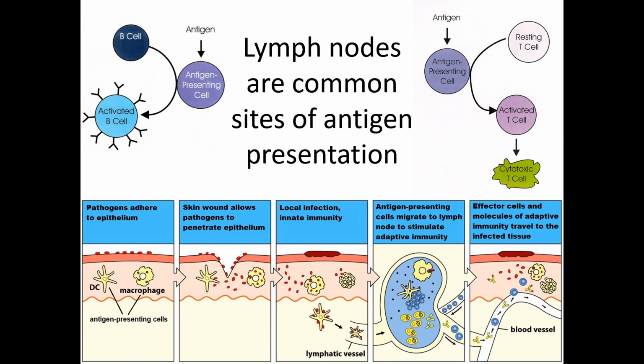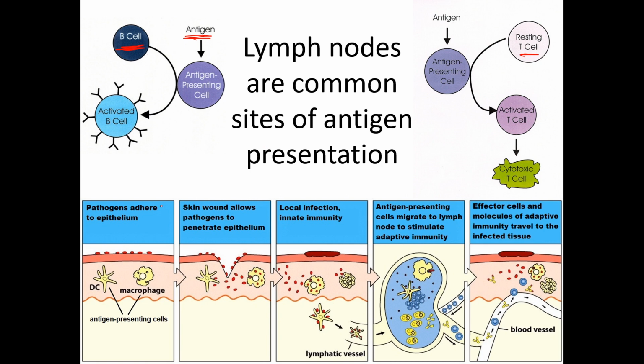But for now, lymph nodes, these lounges, are sites that are common where an antigen-presenting cell is going to show this antigen it captured, this trophy, to other types of cells, B cells and T cells, we'll talk about in the next topic. And that will activate them to help now join in the infection.